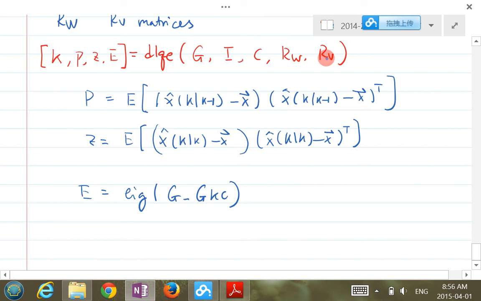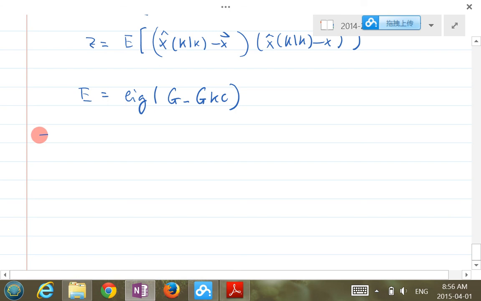Okay, so let me show you an example right here of using this steady state Kalman filter. So let's say I have a scalar system.